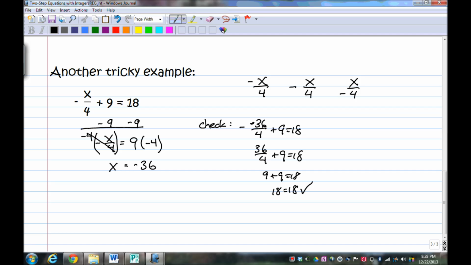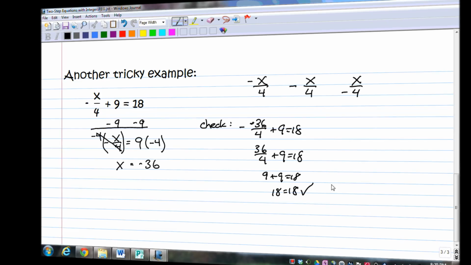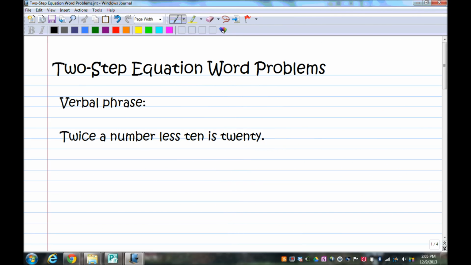Okay? You want to make sure to be careful with these. And notice that my check step was actually longer than us solving the problem. Sometimes that will happen. All right? How about if we try some word problems? Yum, fun, fun, fun. Let's start with a verbal phrase.